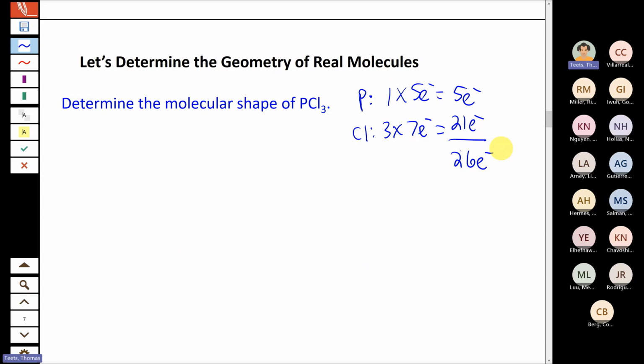All right, so then we draw the Lewis structure for PCl3. We start with the central atom. We begin with single bonds to all the outer atoms. So we always start with that for a Lewis structure: central atom, single bonds to the outer ones. And then the first thing that we always want to do is complete the octet of the outer atoms.